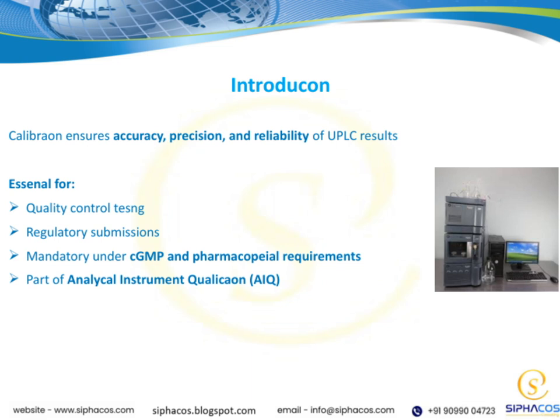Additionally, it's mandatory under current Good Manufacturing Practices, or CGMP, and pharmacopoeial requirements, which are the standards set to maintain quality across the industry. Lastly, calibration is a key part of the broader process called Analytical Instrument Qualification, or AIQ, which confirms our instruments are properly installed, working correctly, and suitable for their intended purpose. By maintaining rigorous calibration procedures, we uphold the integrity of our analytical processes and ensure consistent, trustworthy results.